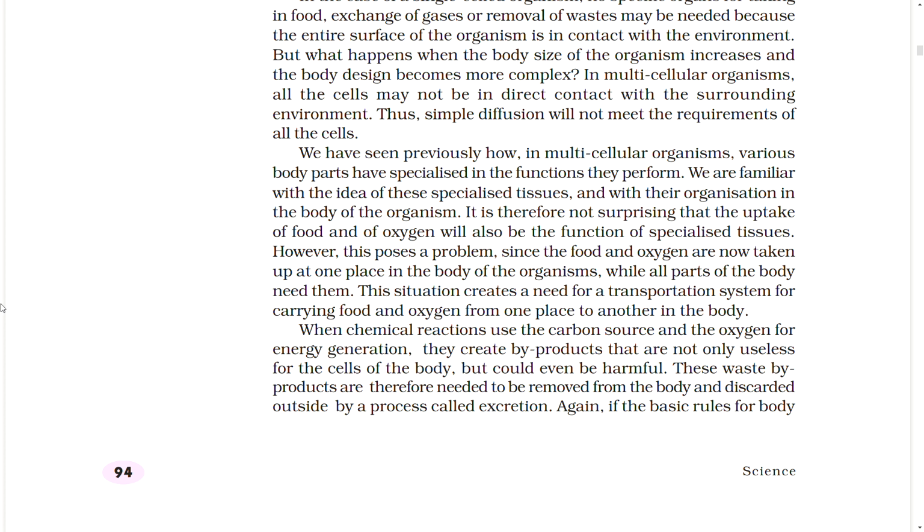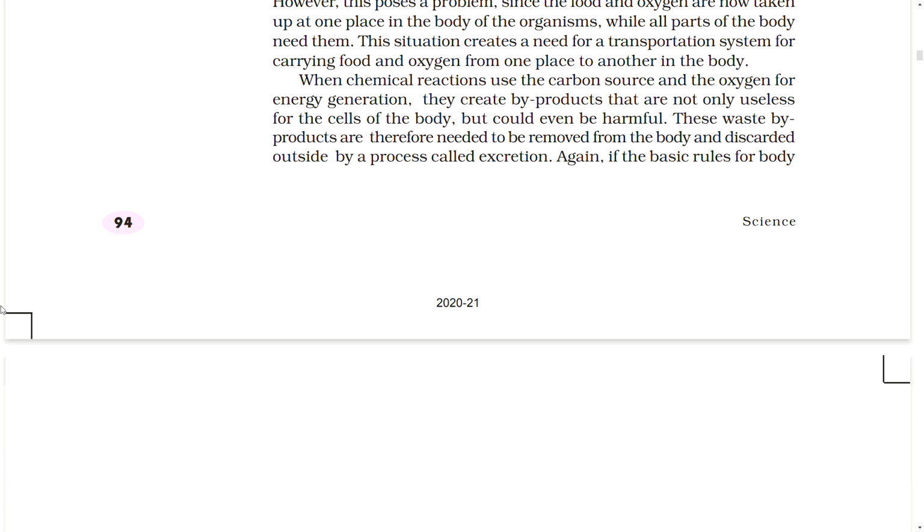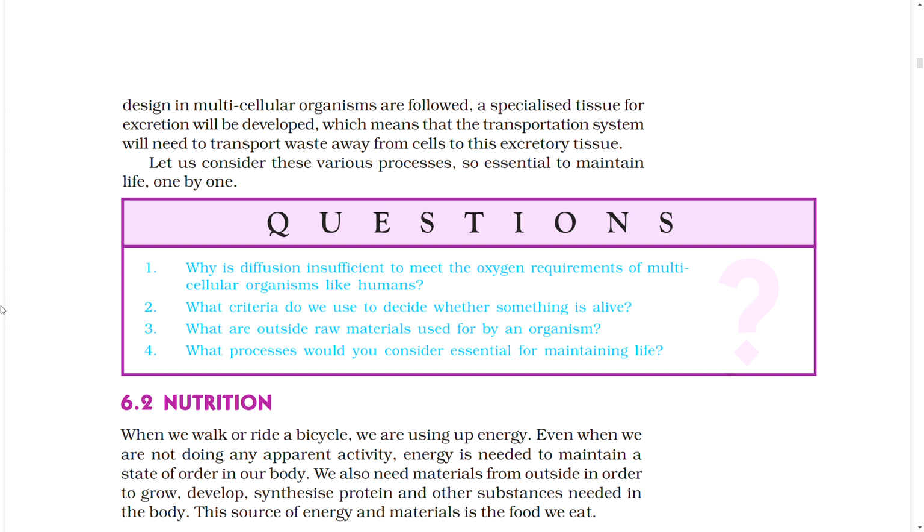Again, if the basic rules for body design in multicellular organisms are followed, specialized tissues for excretion will be developed, which means that the transportation system will need to transport waste away from cells to the excretory tissues. Let us consider these various processes, so essential to maintain life, one by one.